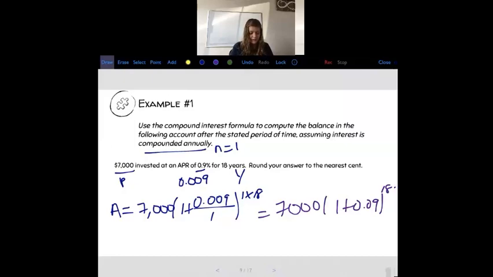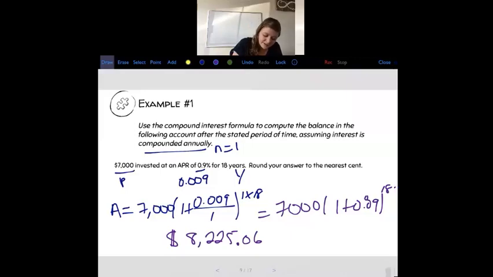Okay. And so I'm going to put this in exactly how it's written. 7,000 parentheses 1 plus, forgot a 0, 0.009 raised to the 18th power. So I would have $8,225.06.